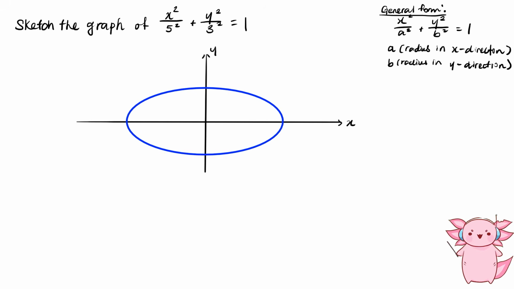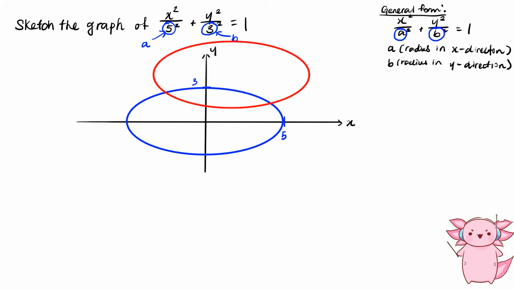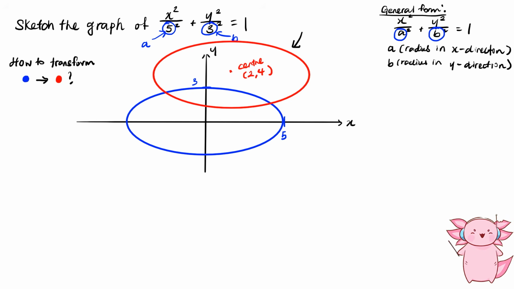Let's take a look at this ellipse graph, which looks like a circle equation. Now the radius in the x direction, comparing it with the general formula, a equals 5, and the radius in the y direction, b equals 3. I'm gonna draw this new ellipse here, where everything is the same, but the center is at (2, 4), and we ask ourselves, how do we transform this graph to make it look like this?